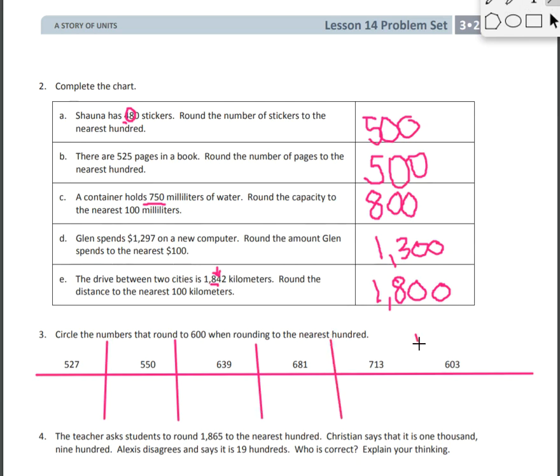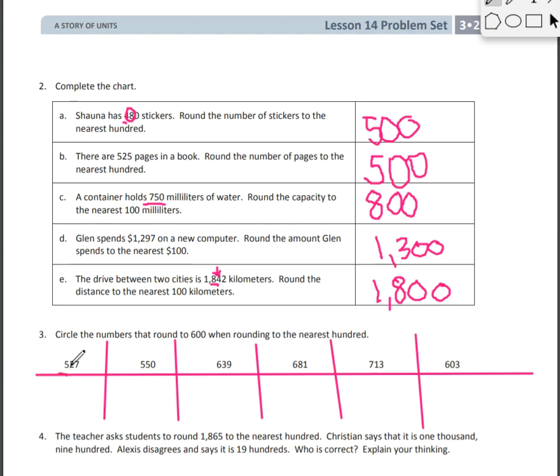Whenever we have these problems, these were really challenging for us on FSA Prep, and we are going to have that again next year. They're going to come back. So we want to keep using the same strategy. We want to round each number, and then we're going to circle the correct answers.